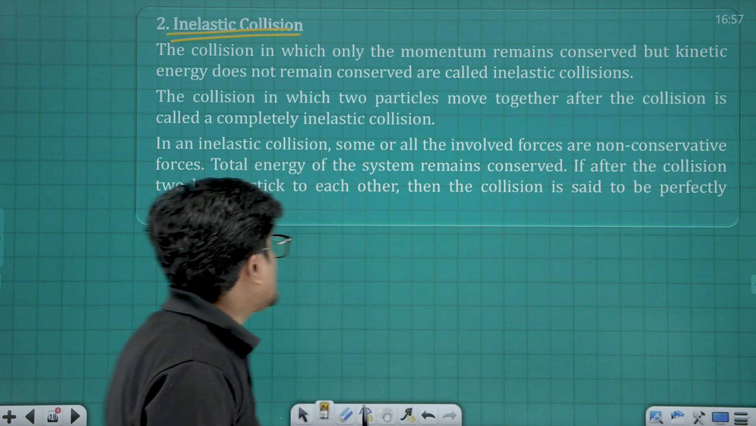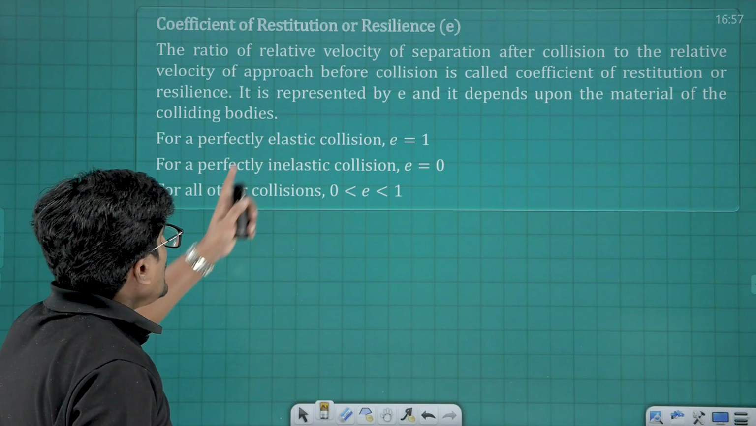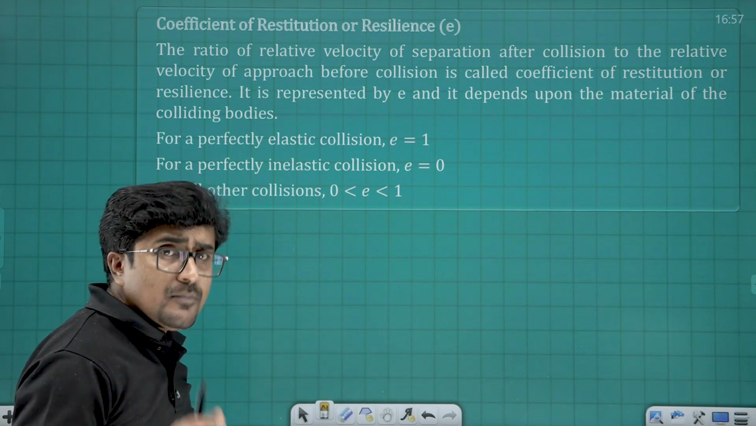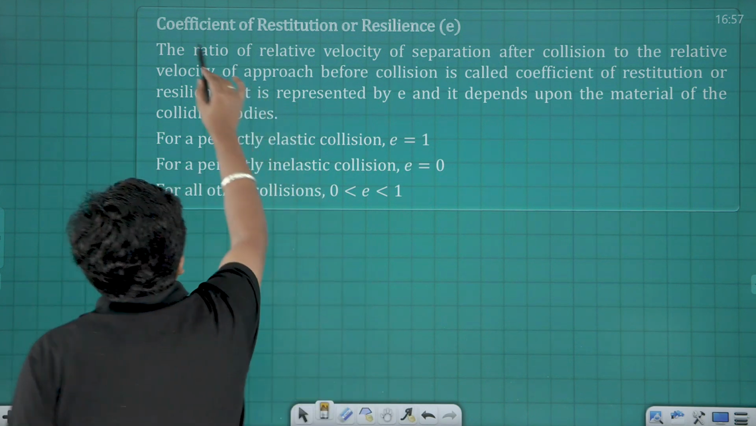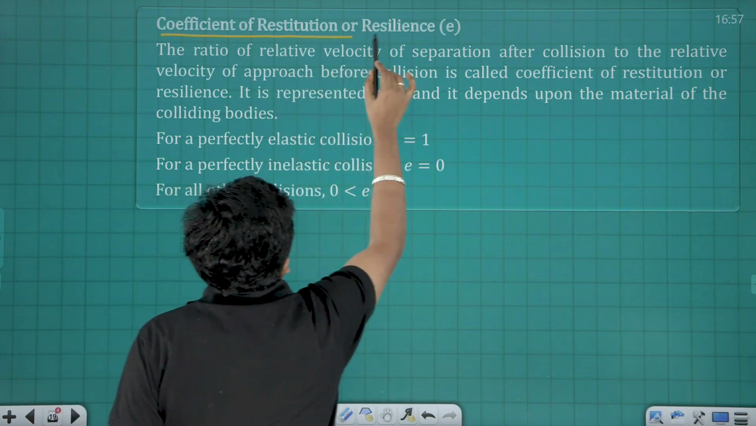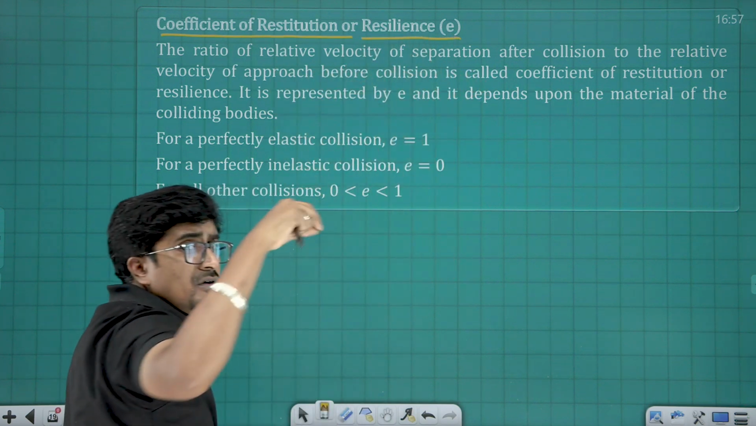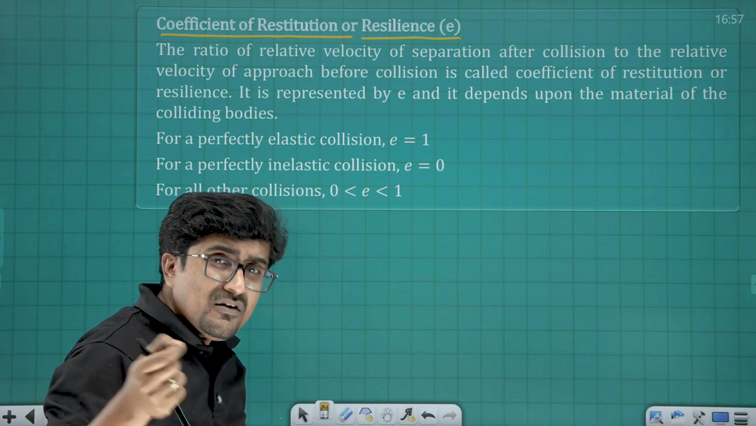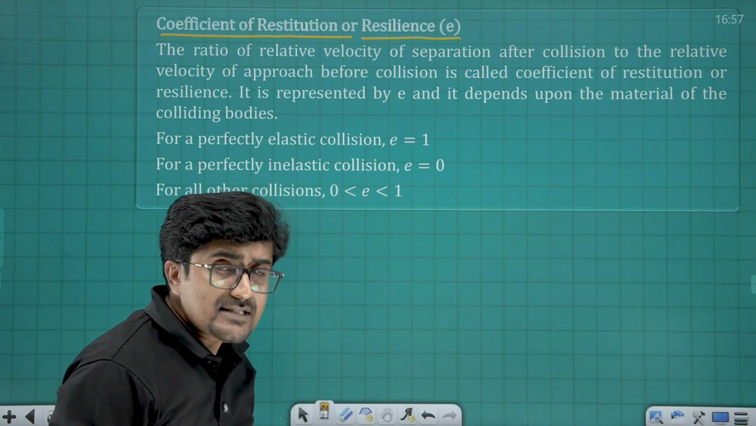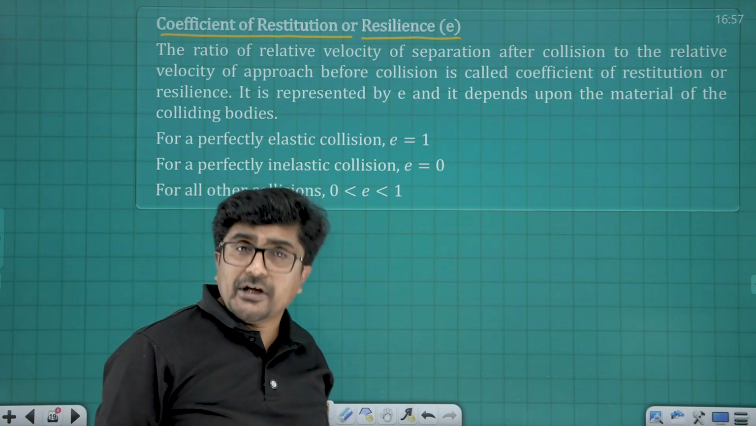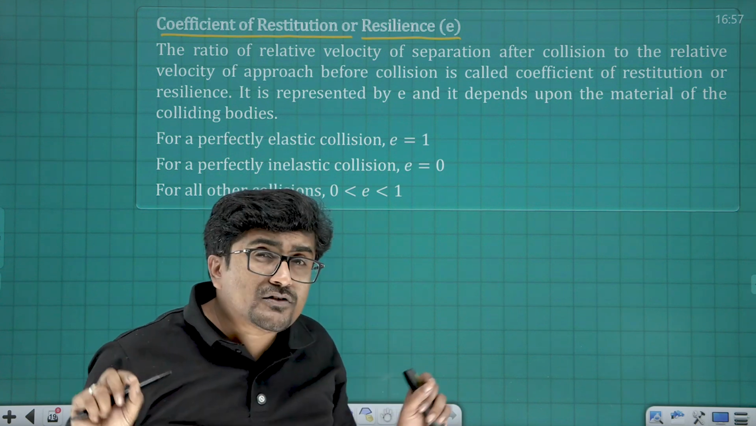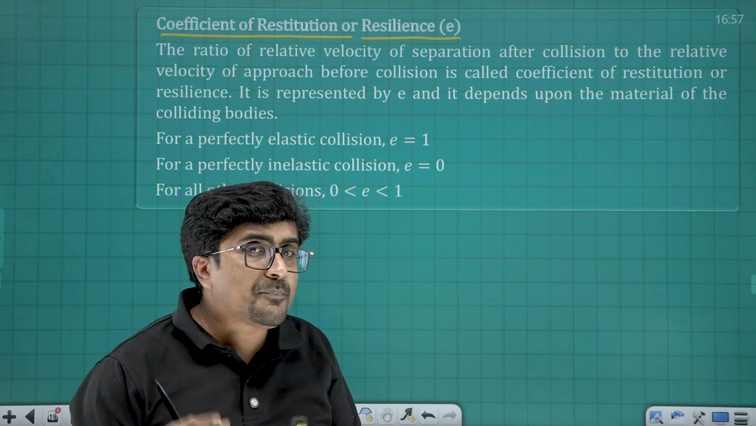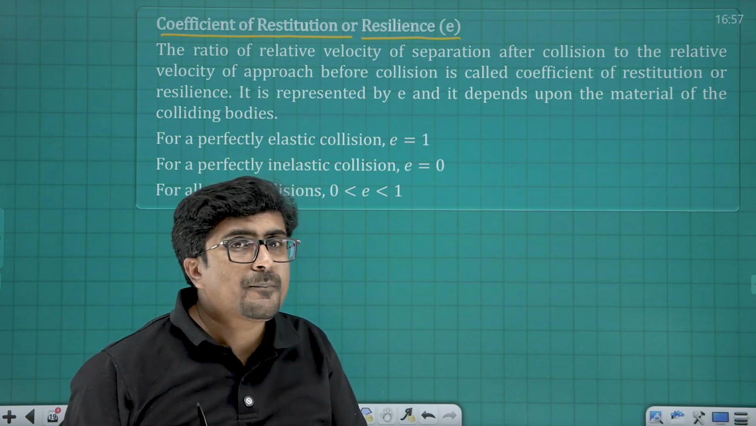So those were the three categories, and we need to tell about one more important term when discussing collision, that is coefficient of restitution, also known as coefficient of resilience. Basically it is velocity of separation upon velocity of approach. I repeat, velocity of separation upon velocity of approach.